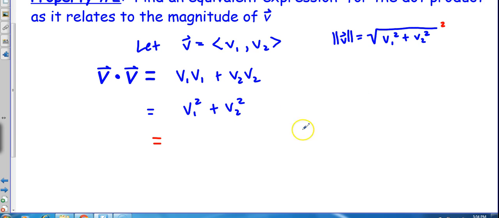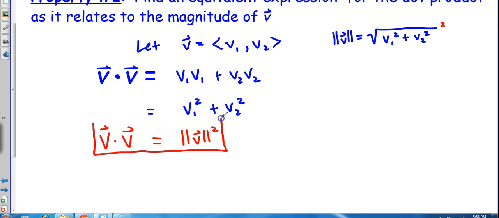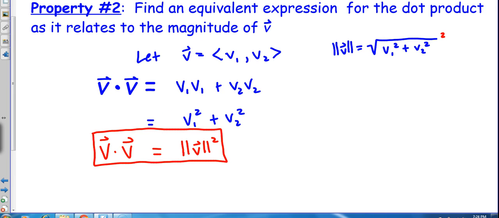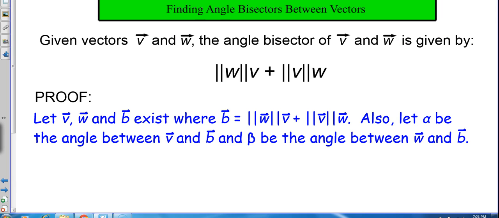If we take that expression and square it, get rid of the square root, that gives us our dot product. So the magnitude of v squared, so v dot v, or any vector, the dot product of any vector with itself is equal to the magnitude of that vector squared. All right, so we have our two properties. Let's go back to the original purpose of this video here.